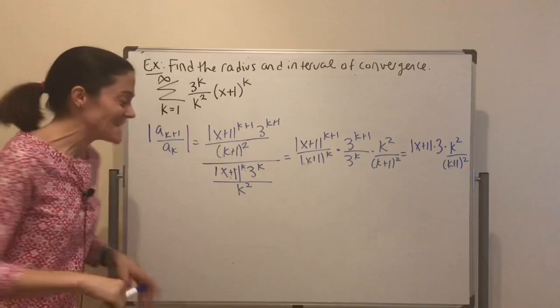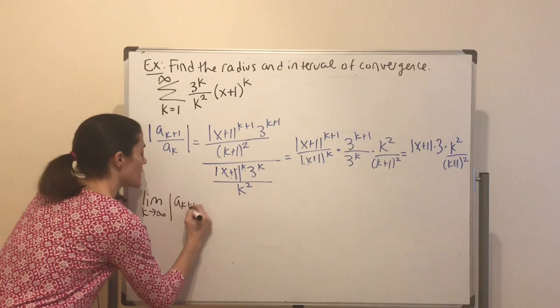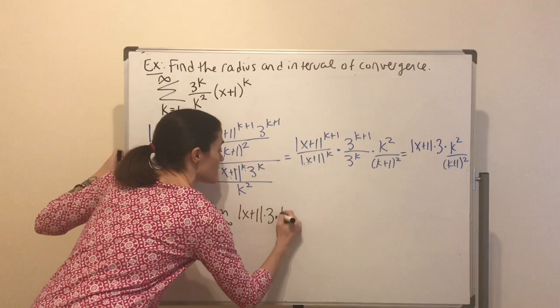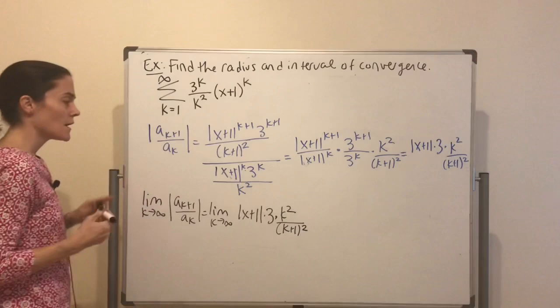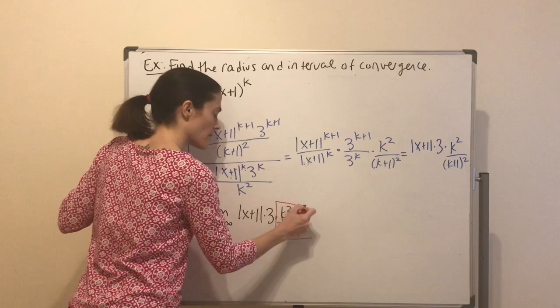Now I take a limit. I have simplified the absolute value of a_(k+1) over a_k, and I take the limit as k goes to infinity. This is the limit as k goes to infinity of the absolute value of x plus 1 times 3 times k squared over k plus 1 squared. Again, the only thing varying as k goes to infinity is this part. What is this limit?